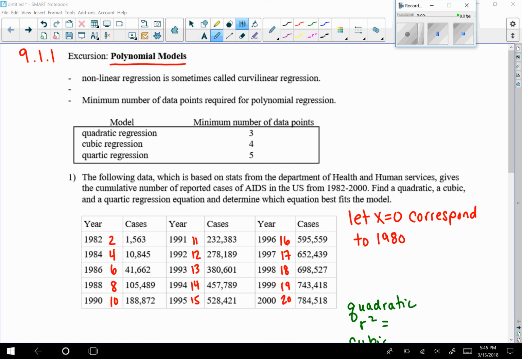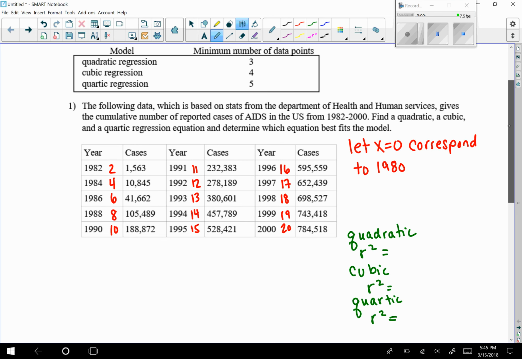Section 9.1.1, we're looking at polynomial models. Nonlinear regression is sometimes called curvilinear regression, and there is a specific minimum number of data points that you need in order to do certain regressions, such as quadratic is 3, cubic is 4, and quartic is 5. Of course, if you were doing something statistical and analyzing something, you'd want a lot more data points than that, but those are just the minimum that you need.